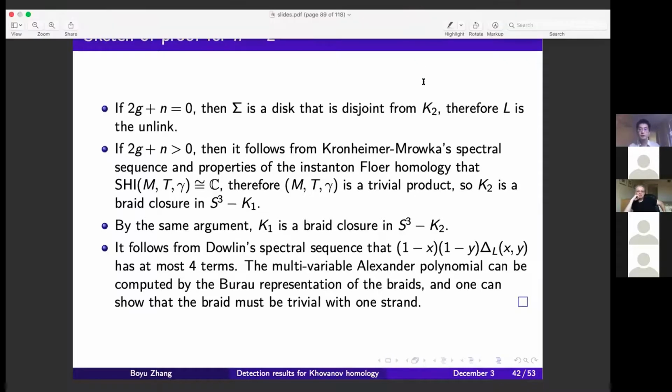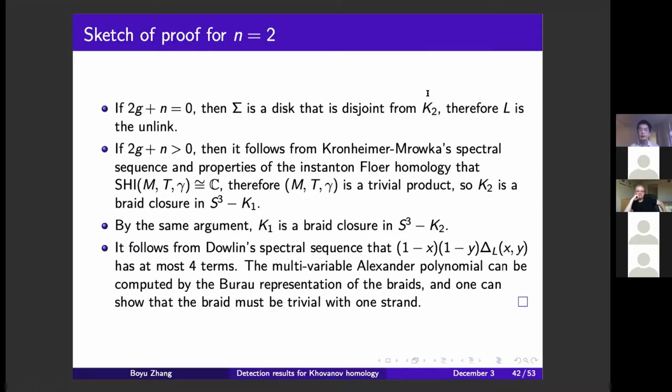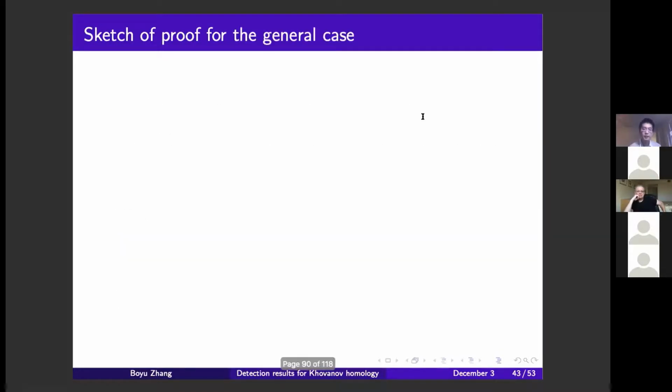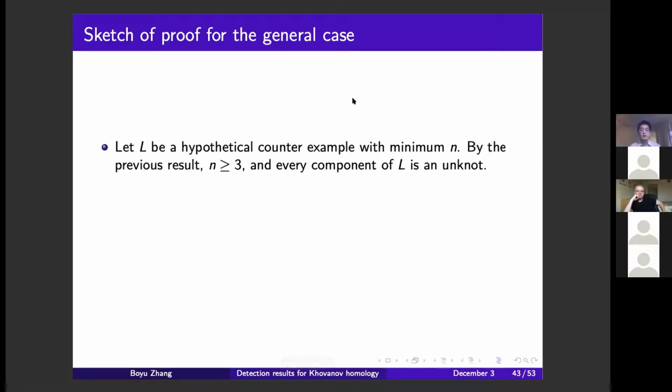So that was the proof of the main result in the case when n equals 2. And now let's move on to discuss the proof of the general case. Well, in this case, we used an induction argument on the value of n. So suppose there's a hypothetical counterexample with the minimum value of n, and we will try to deduce a contradiction.